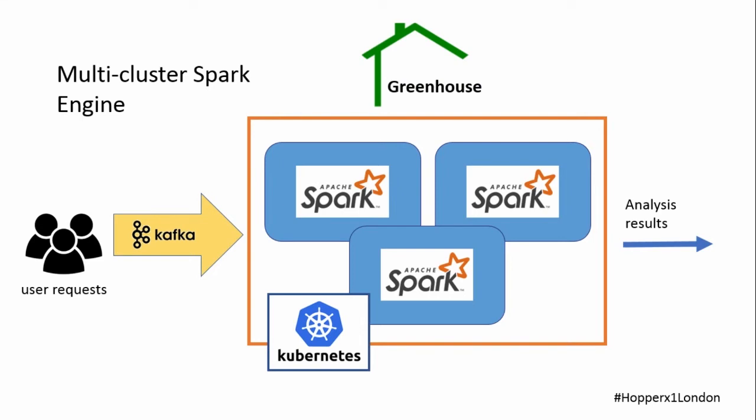So with Kafka and Kubernetes, scaling Greenhouse to be a multi-cluster Spark engine is pretty straightforward, and it's transparent to users, because users will just submit their request into the Kafka queue. They don't really care how many Spark clusters are running, but if we find that the queue is getting longer, we'll just spin up more Spark clusters and get the throughput to increase.